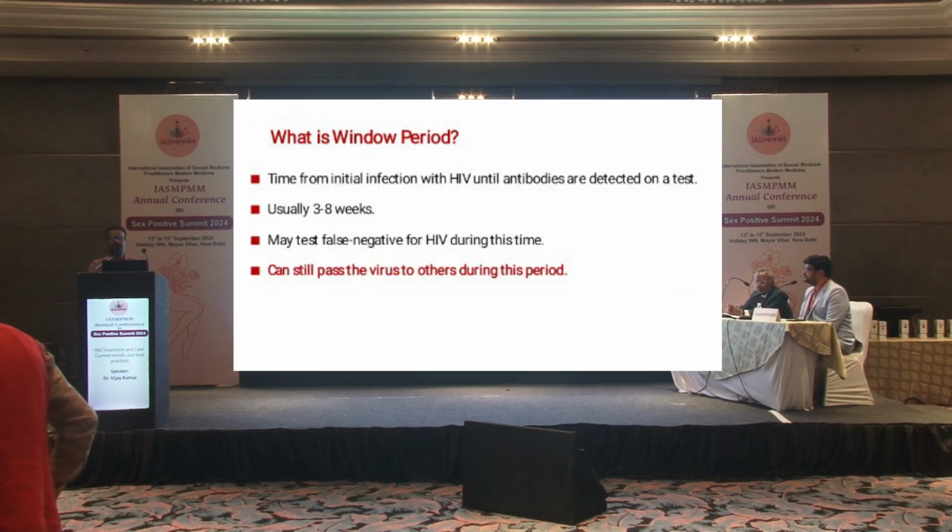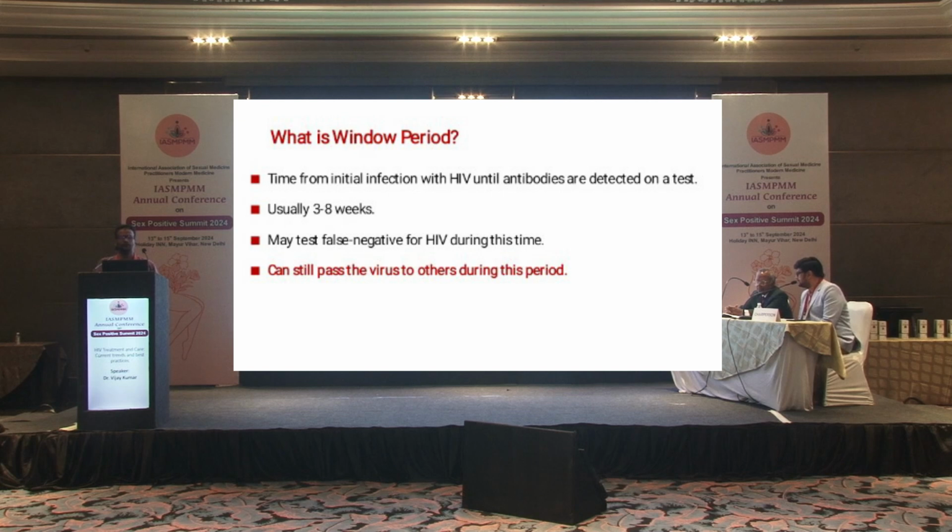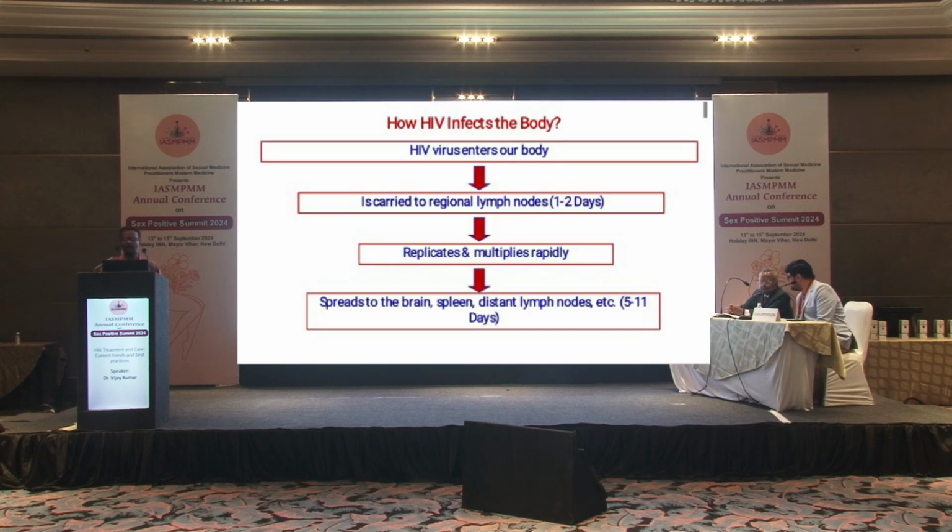Then the window period. What is its significance? Some persons test falsely negative during this time, so they can still pass the virus to others during this period. Then how does it infect the body? It carries to regional lymph nodes, replicates and multiplies rapidly, and spreads to other vital organs like the brain, spleen, and distant lymph nodes in 5 to 11 days.